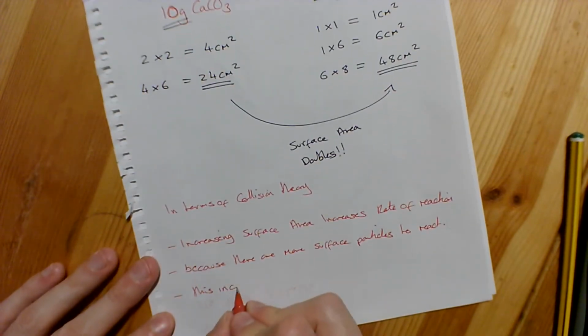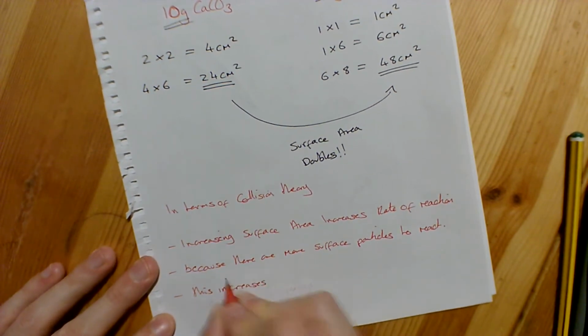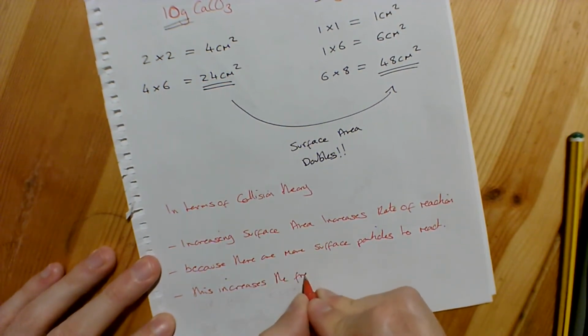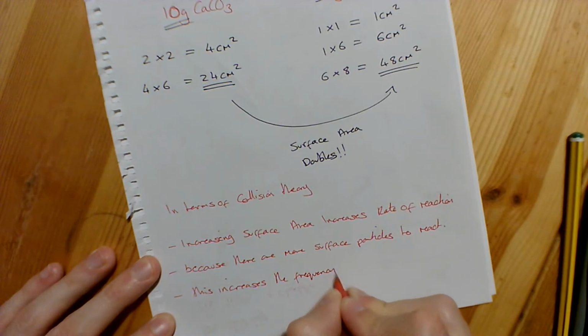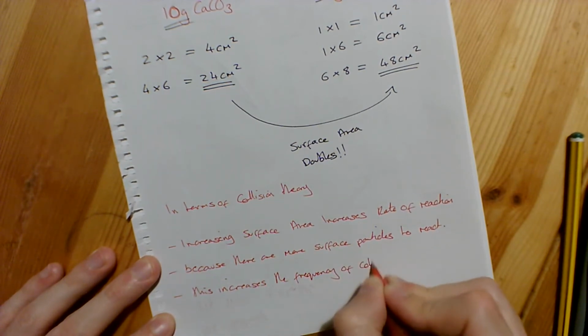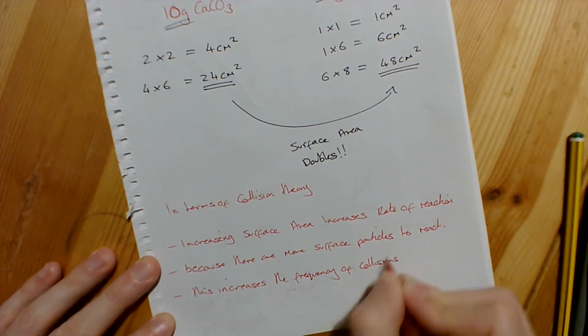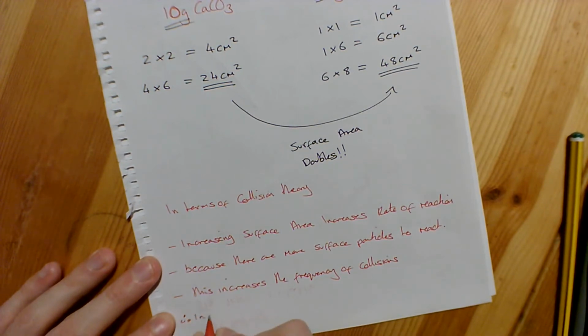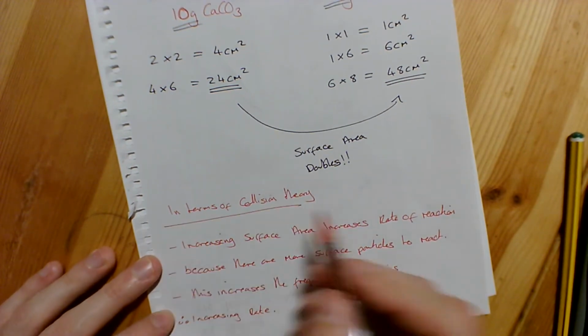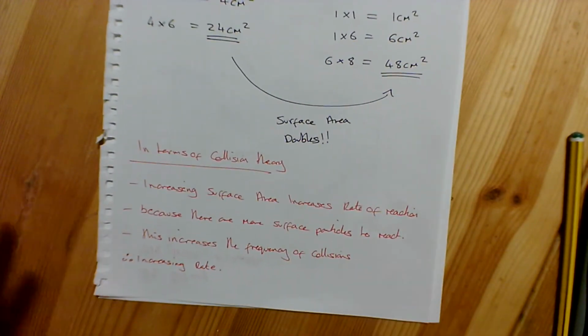So if we increase the number of surface particles, we're going to increase the frequency of collision. So this increases the frequency of collisions, therefore increasing rate. And remember, this only applies when you have a reactant that is a solid.